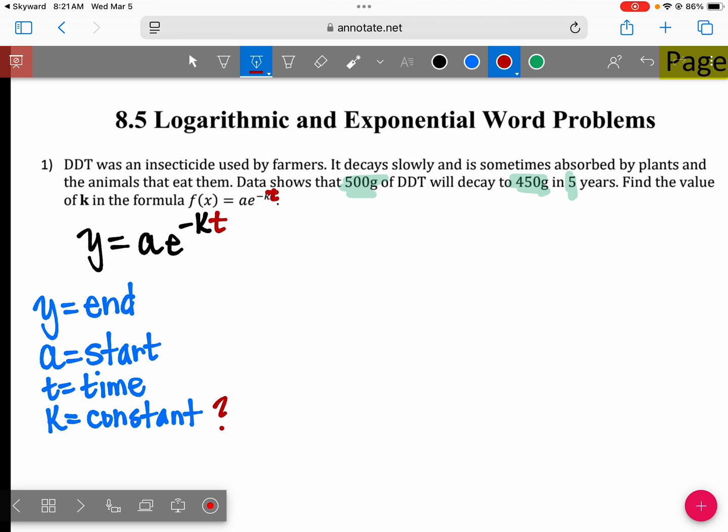So do you think that 500 is my start or my end? The start. So 500 is my start. In this example, 450 is the end. How many years did it say it takes for it to go from 500 to 450? 5. So now that we have all those pieces of information, we're ready to start substituting. And the only variable that we should have left is K.